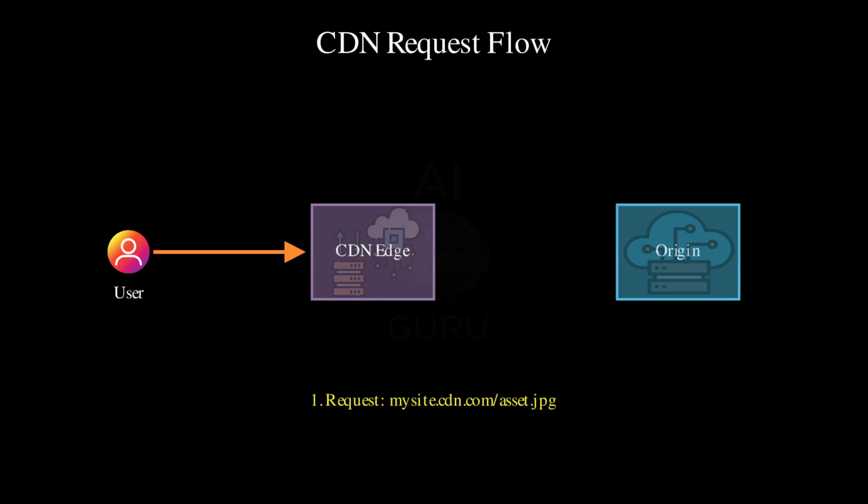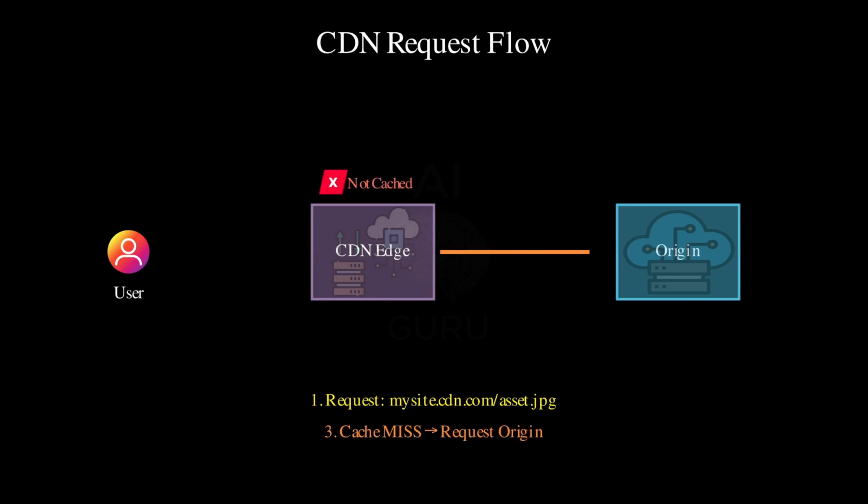Let's trace the flow. A user requests content using a special CDN domain, like https://mysite.cdn.com/sasat.jpg. If the CDN edge server closest to that user has the file cached, it's served instantly, a huge speed win. If it's a miss, the CDN requests the file from the origin. And our origin is our web server or maybe some cloud storage.